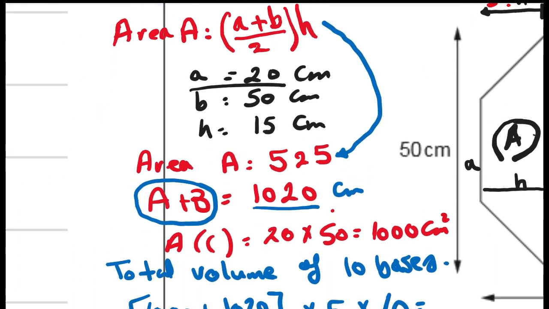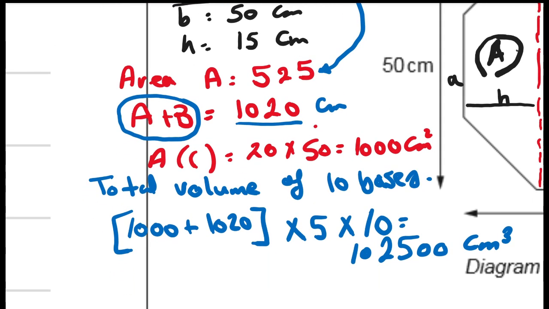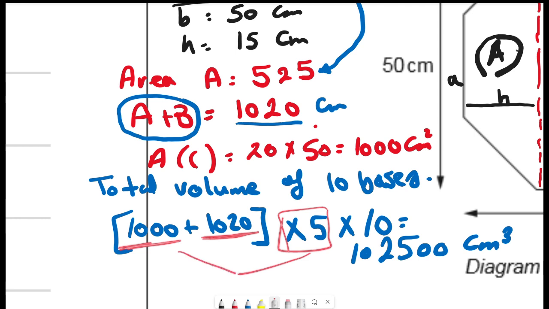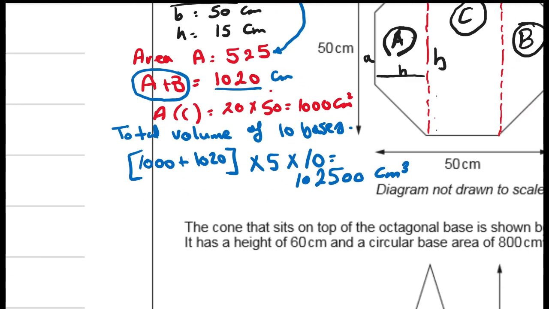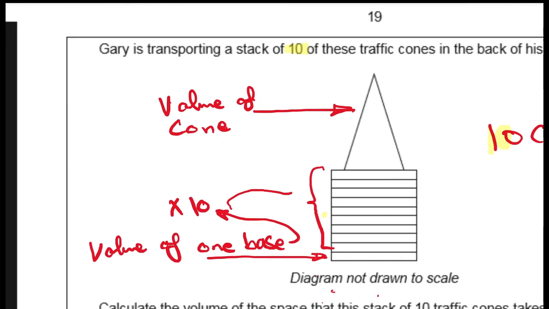And then back to the volume of 10 bases. So this is the area of two trapezium, this is the area of one rectangle, times the height. This gives you the volume. And times the number of stacked bases, which is 10, as appears in the photo. This gives you the total volume for 10 bases of the cone. At this point, we finish this part.